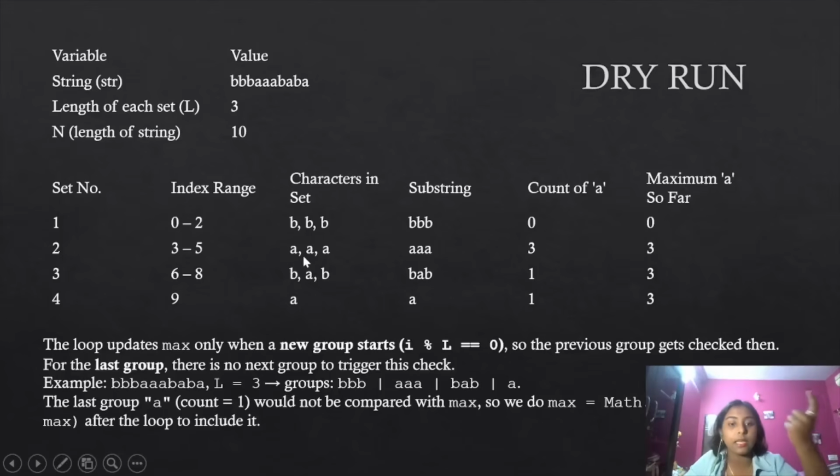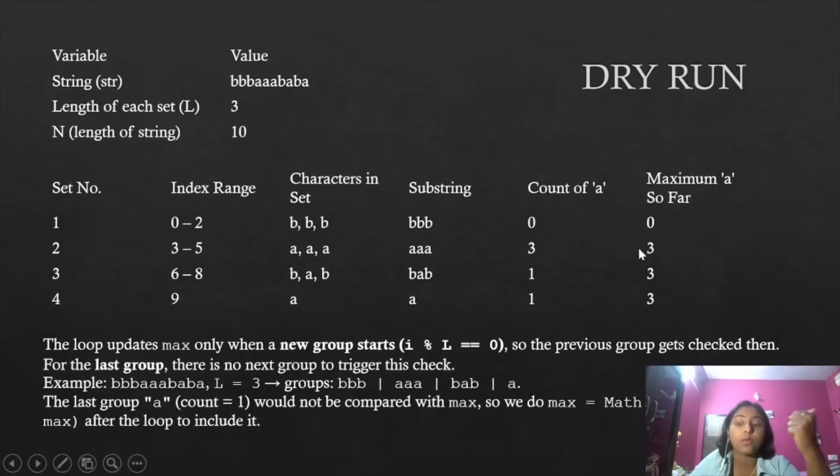So I will reset it. A, substring is A. Now count is 3, from 3 to 5, 3, 4, 5. This is the second set. And the maximum so far is 3, because now this is my count, 3 is my count. So the moment I go to 6th index, again 6 modulo 3 gives me 0. The remainder is 0. So that is why the third set will start for 6, 7 and 8. Again I see the count is 1. So what will be my max? Max will remain 3, right?